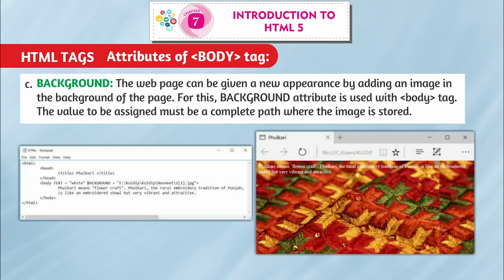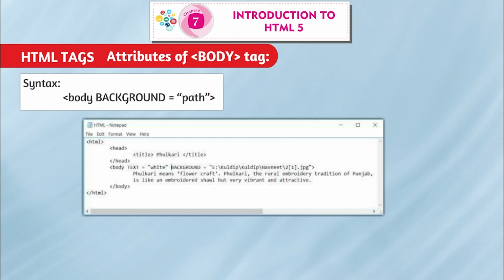C. Background. The web page can be given a new appearance by adding an image in the background of the page. For this background attribute is used with body tag. The value to be assigned must be a complete path where the image is stored. Syntax.